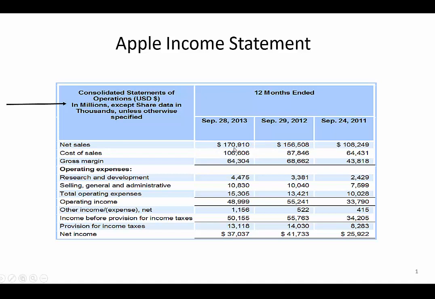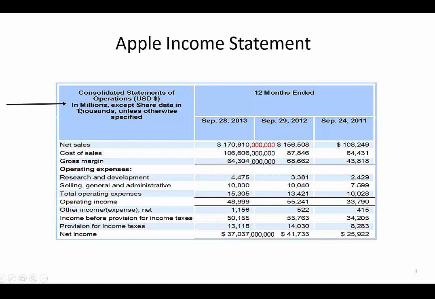not the 170,000. So always when you're looking at this data, interpret it as it having 6 zeros on the end of it. Just like the cost of sales, 106 billion, the gross margin, 64 billion. Everything in here, I'm just putting these on a couple of them, but every number on here you would have to add the 6 zeros to when you're interpreting it and analyzing the data. So the net income for Apple in 2013 was 37 billion, not the 37,000 that's shown.